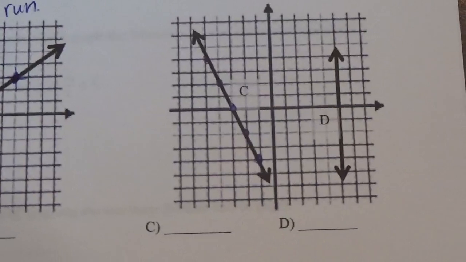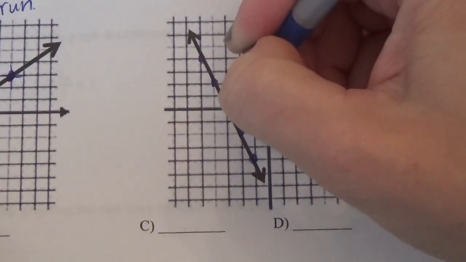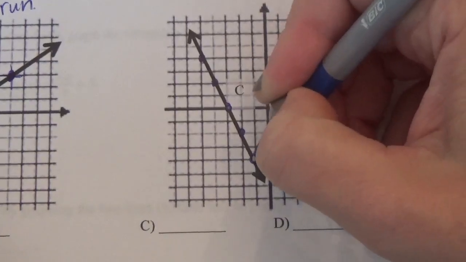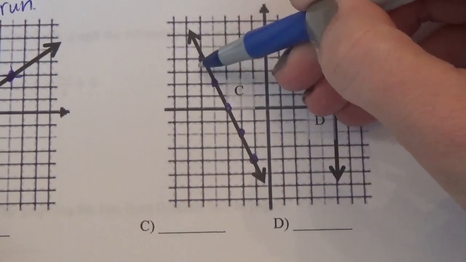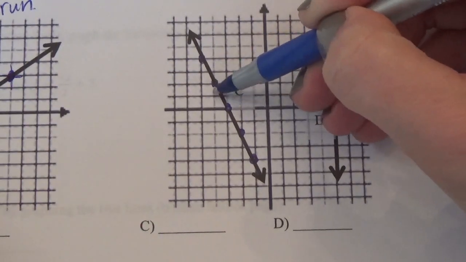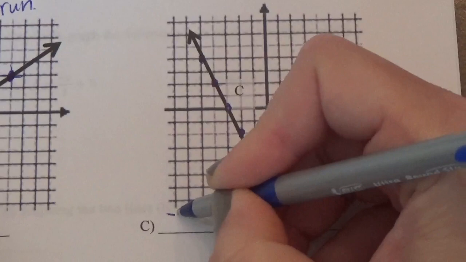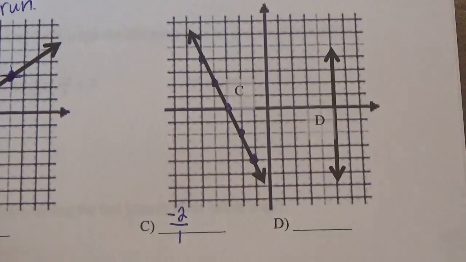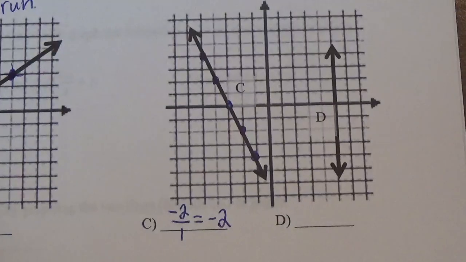All right, let's try C and D. Again, I kind of made dots where I thought it was crossing. This one's not great, but to me it looks like I'm going down 2 over 1, down 2 over 1, down 2 over 1. So that would be negative 2 over 1, which is really just the same as negative 2.